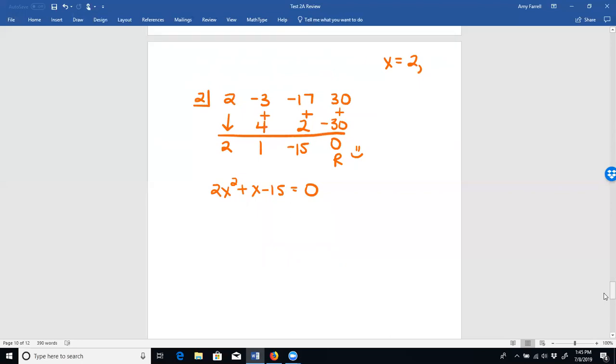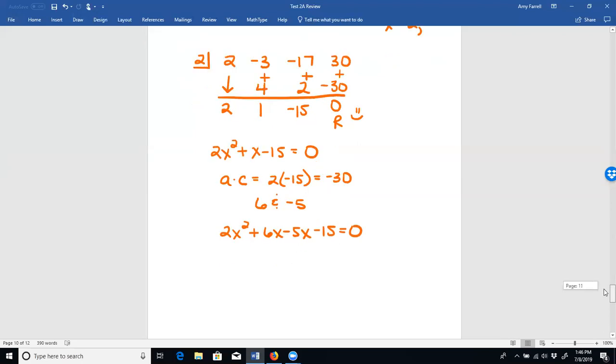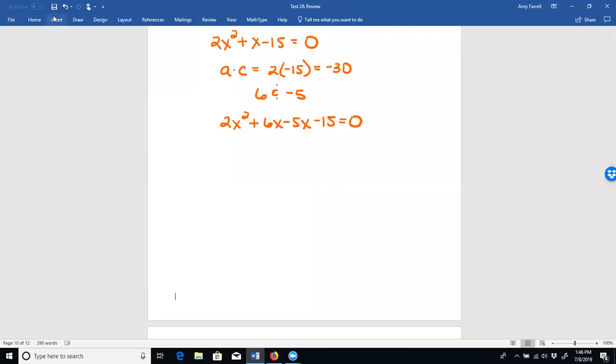It does factor. I can use the AC method. A times C is 2 times negative 15, which is negative 30. I'm looking for 2 numbers that add to positive 1 and multiply to negative 30. Those 2 numbers would be positive 6 and negative 5. So I can write this as 2x squared plus 6x minus 5x minus 15 equals 0. So this is equivalent because I had a positive 1x in the middle, and all I've done is replace that with a 6x minus 5x. I can then factor by grouping.